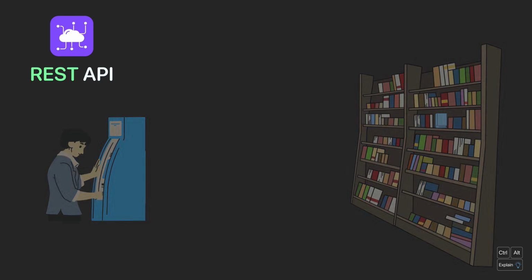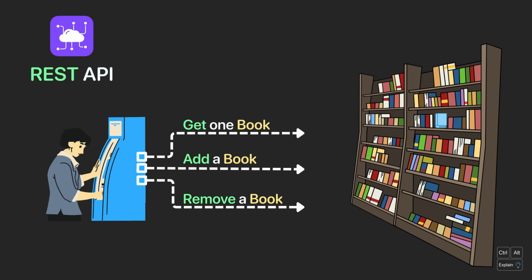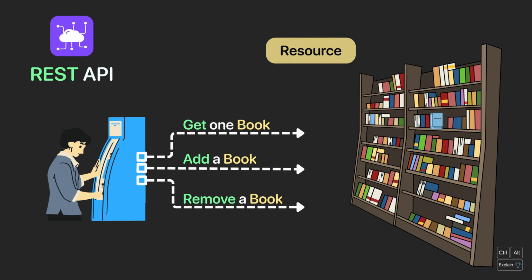Imagine you walk into a library and you want to find a book. Instead of talking to a librarian, you use a simple machine with buttons. Press one button to get details about one book, another button to add a new book, and another button to remove a book. The machine always works the same way, no matter what book you want or who is using it. A small, predictable set of actions you repeat on different resources. REST works in a similar way.